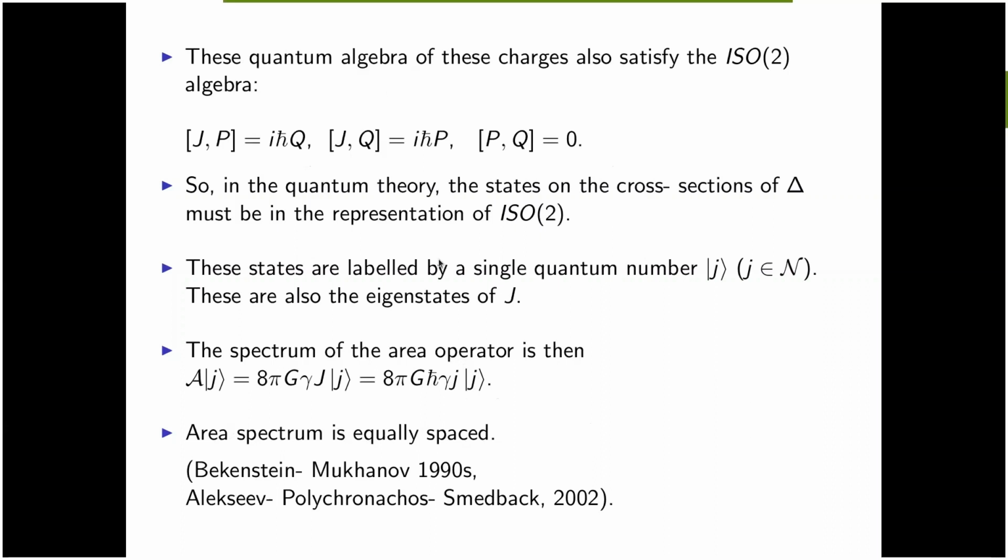So we have not used any structure of loop quantum gravity or of string theory. Just from the structure of the black hole itself, we find that the area of the black hole must have a spectrum which is equally spaced. This point of view was first proposed by Bekenstein and Mukhanov in the 1990s, and was derived from loop quantum gravity by Polychronakos in 2002. But here we have found this spectrum just from the structure of the black hole itself.